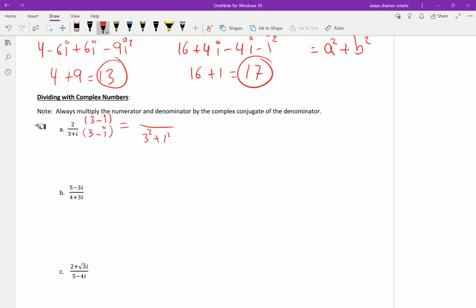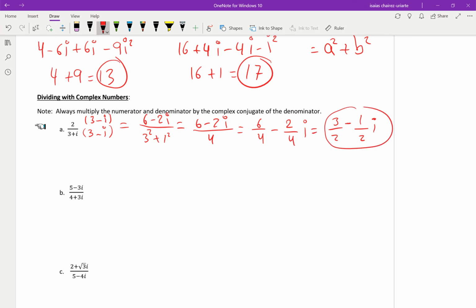And then in the numerator, I'm going to have 6 minus 2i. So that becomes 6 minus 2i divided by 4. Okay? And then I'm going to say this is 6 over 4 minus 2 over 4i. Alright, let me simplify that even further. So that becomes 3 halves minus 1 half i. And I think that is my division.